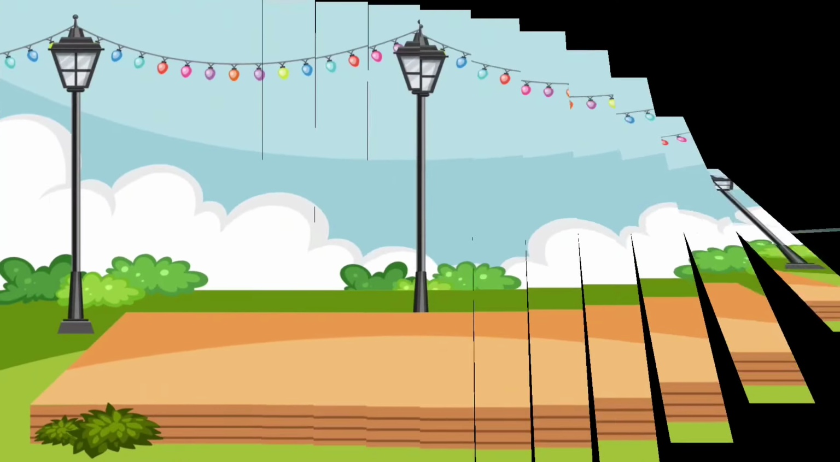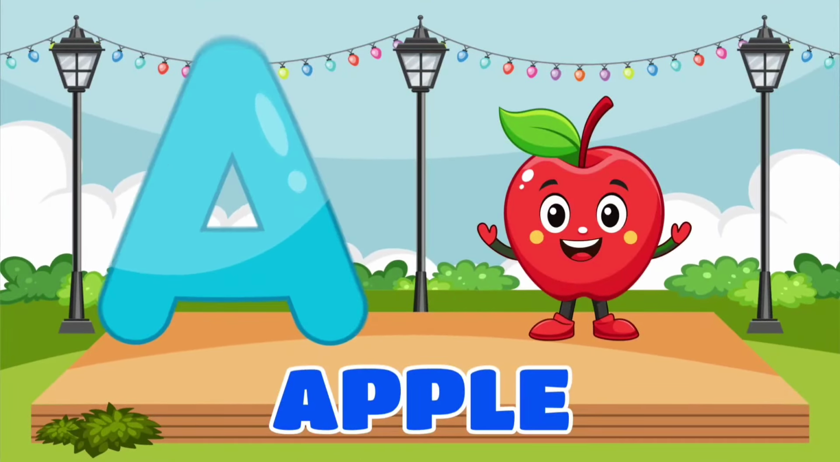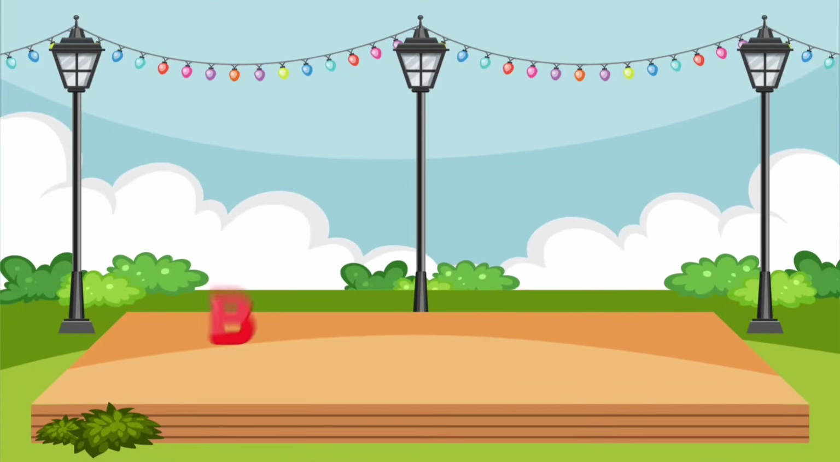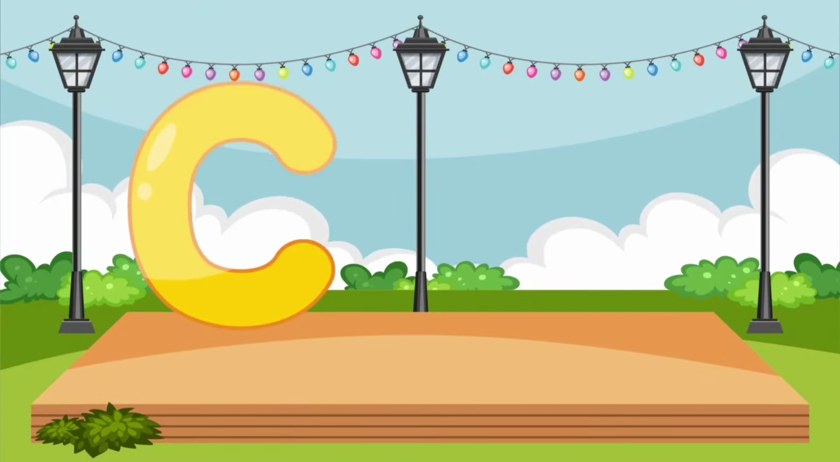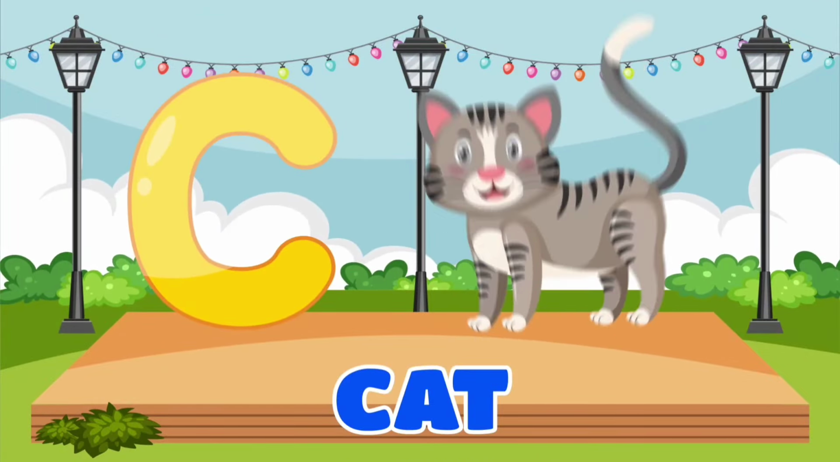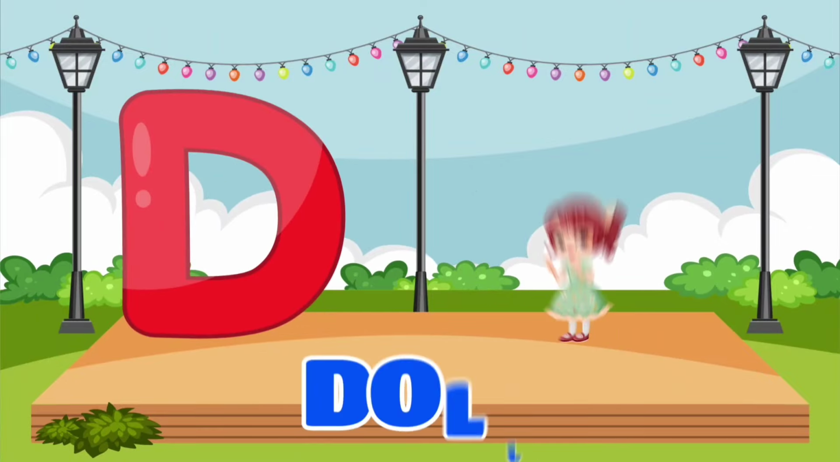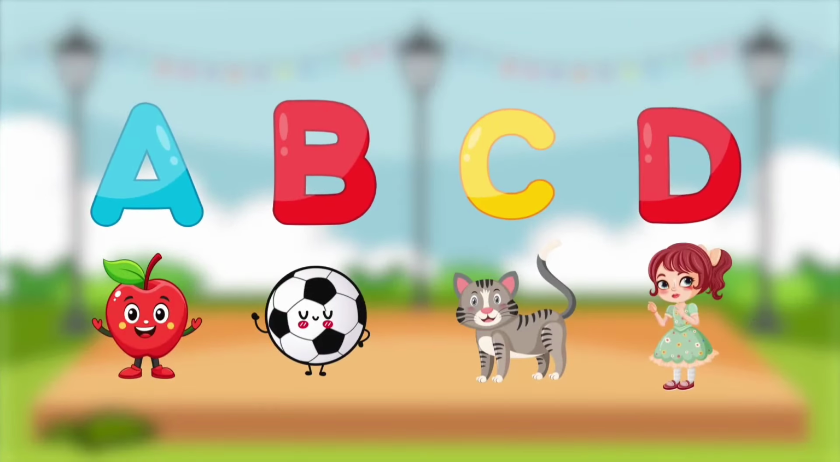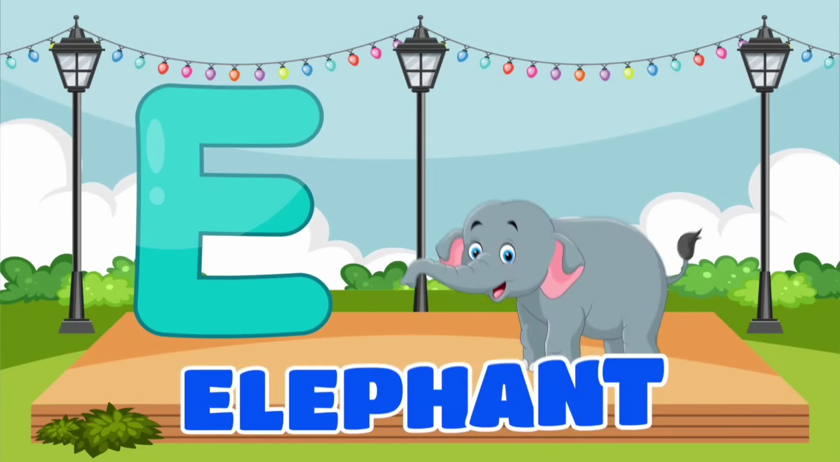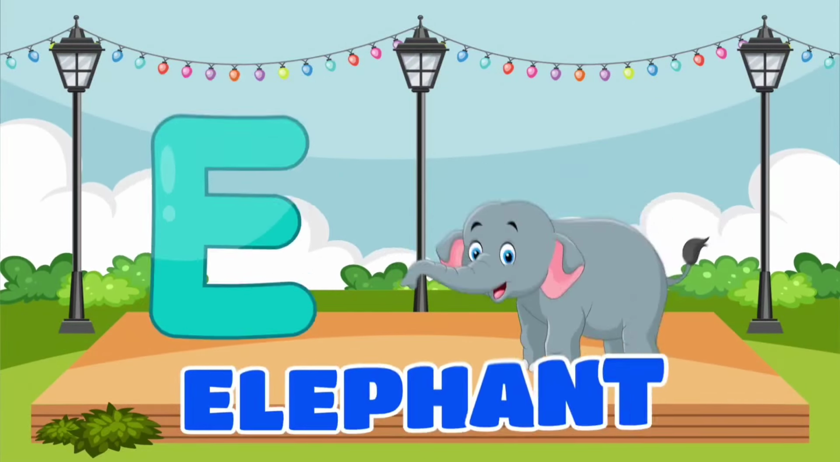A is for apple, a, apple. B is for ball, b, ball. C is for cat, c, cat. D is for dog, d, d, dog. E is for elephant, e, e, elephant.